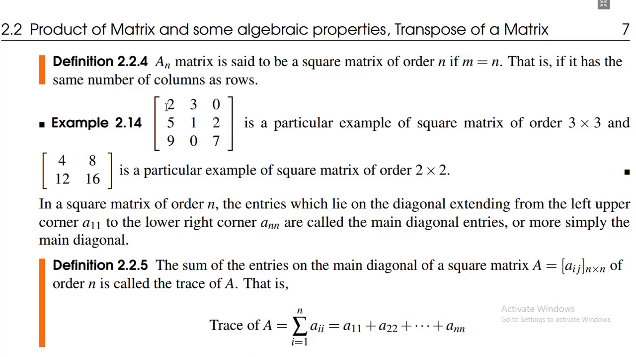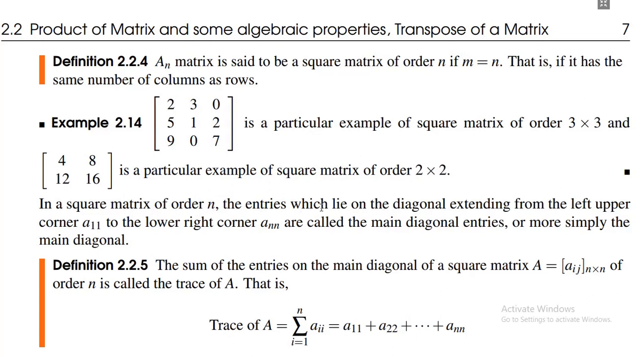For example, this matrix 2, 3, 0, 5, 1, 2, 9, 0, 6 is 3 by 3. Therefore, this is a particular example of a square matrix of order 3 by 3, because the number of rows of this matrix is 3 and the number of columns is 3. The number of rows and columns are equal, therefore this matrix is a square matrix. Also, this matrix 12, 16 is a particular example of a square matrix of order 2 by 2.